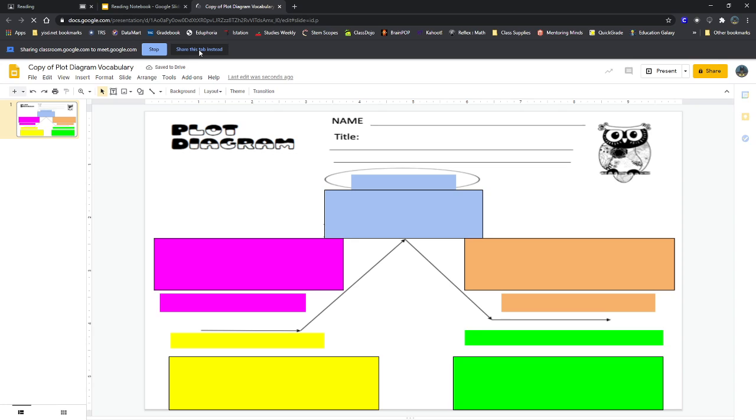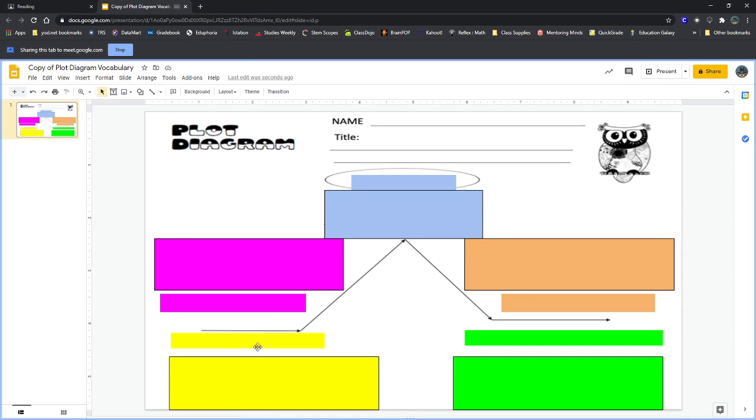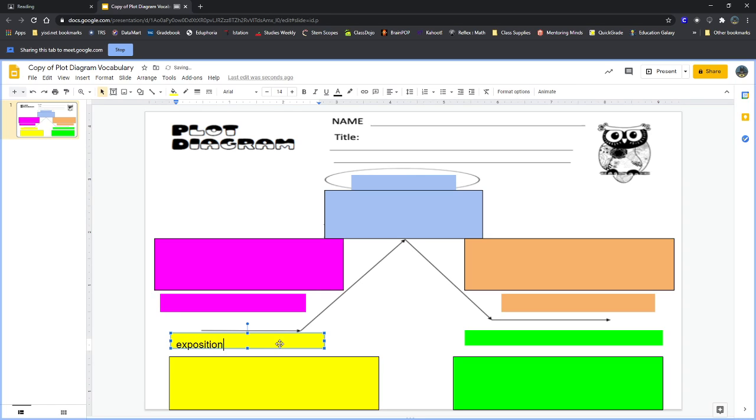When I open up the plot diagram, it's gonna look like this. So very, very similar to the one I saw in my notebook. Okay? The first thing I'm gonna do is I noticed that they gave each part of the plot a different color, which is really nice. Helps me keep everything organized. The first thing I'm going to do is label all the parts of my plot. This first part, the yellow part, that is our exposition.